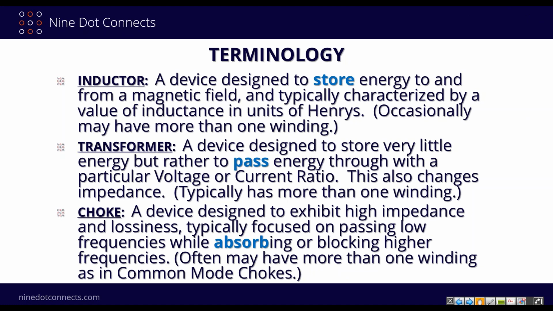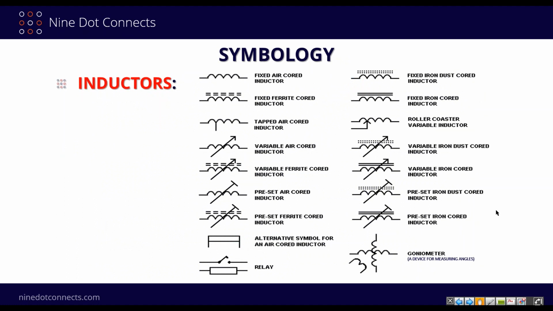A transformer is not. It's designed to pass energy through it, but to store essentially none of it, and is characterized by a voltage or a turns ratio, and hence also can change impedance. A choke, on the other hand, is like an inductor. It will store some energy, but its primary purpose is to absorb the energy. It's designed to be lossy. Over the recent years, the term choke has tended to become more synonymous with inductors, but it really means a lossy inductor for the purpose of choking off certain signals you don't want.